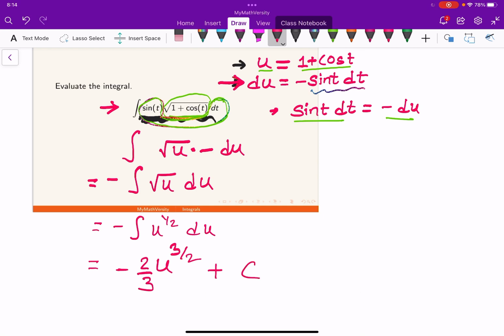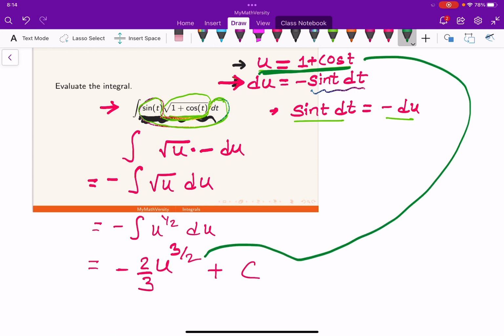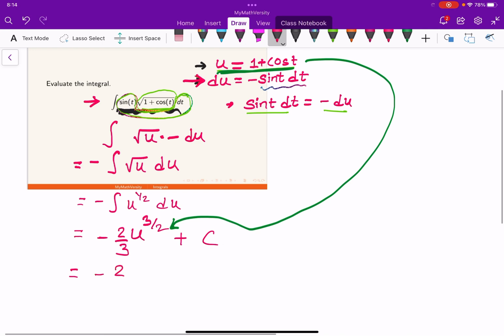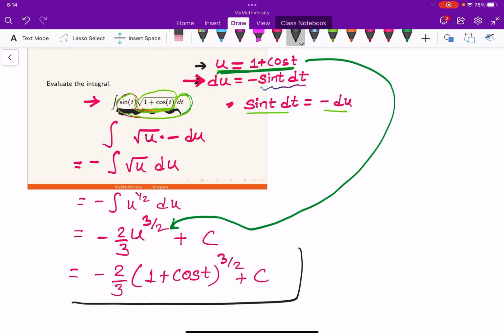So we have evaluated it, but it is in terms of u, while the given function was a function of t. Our answer right now is a function of u, so we need to go back to the original variable. We can do that using the relationship that we supposed at the beginning: we just replace u by 1 plus cosine t. So this is equal to negative 2/3 times (1 plus cosine of t) to the power 3/2, plus c, and that should be it. This should be the evaluation of the given integral.